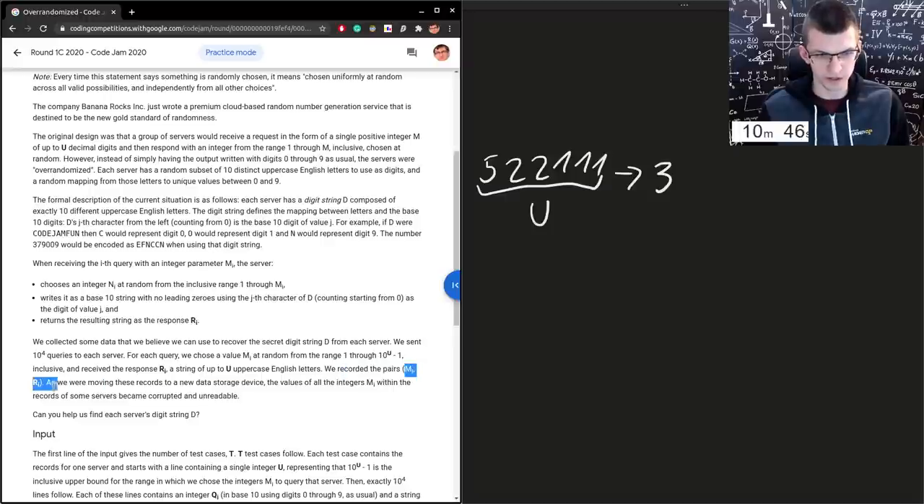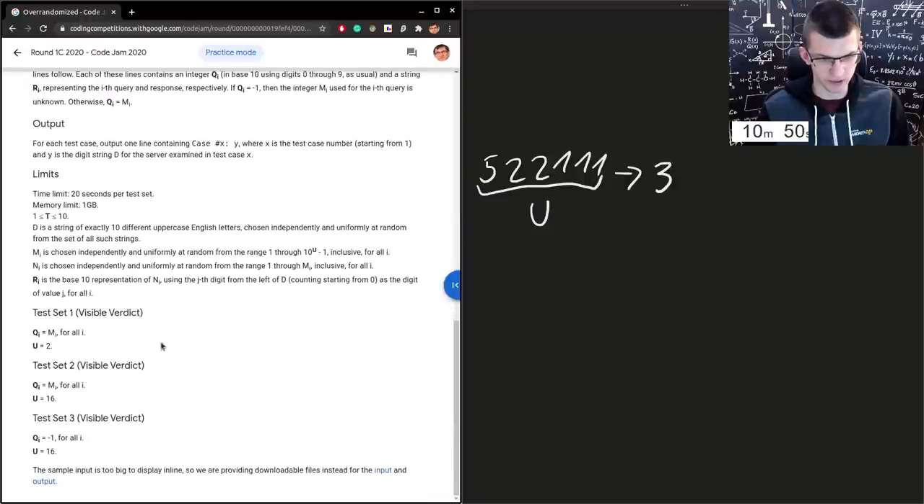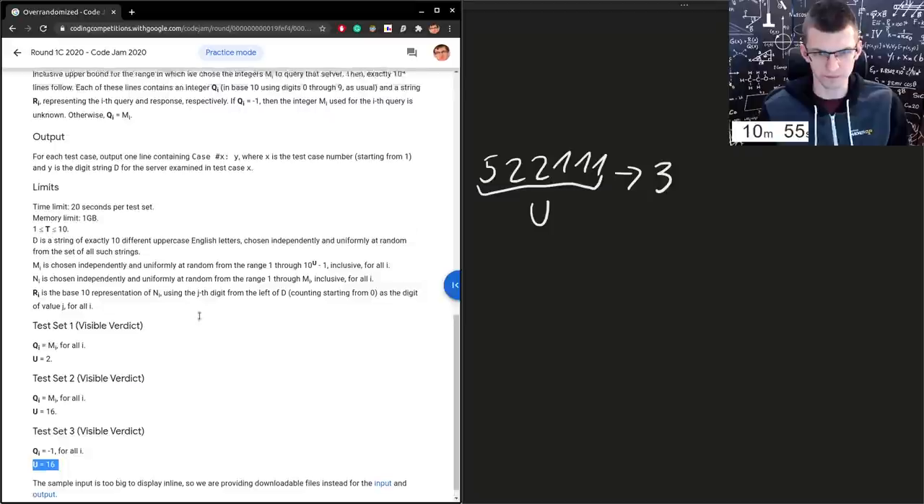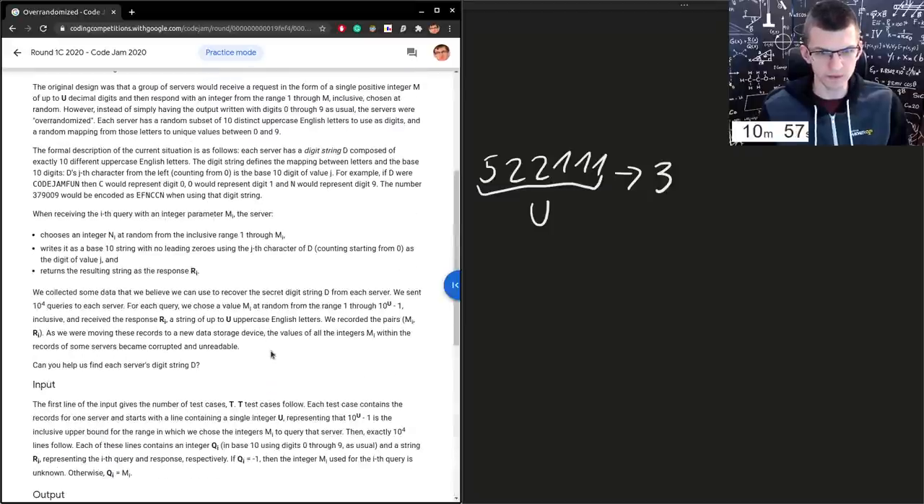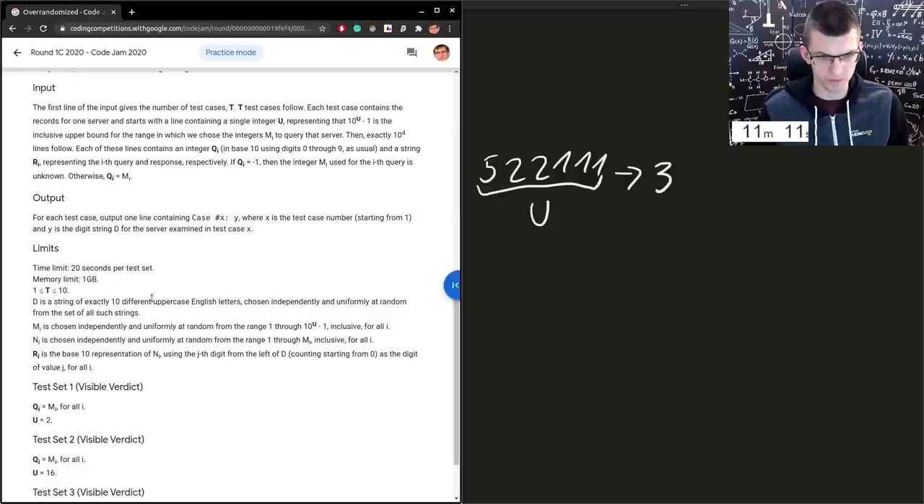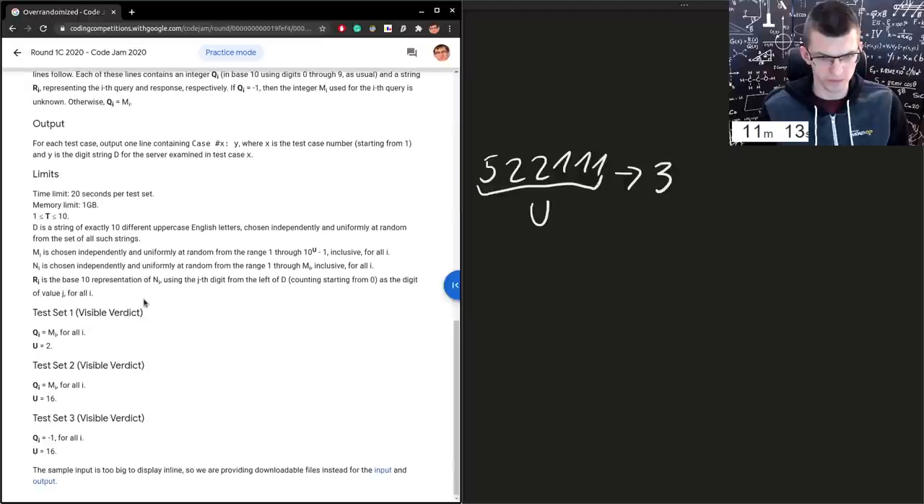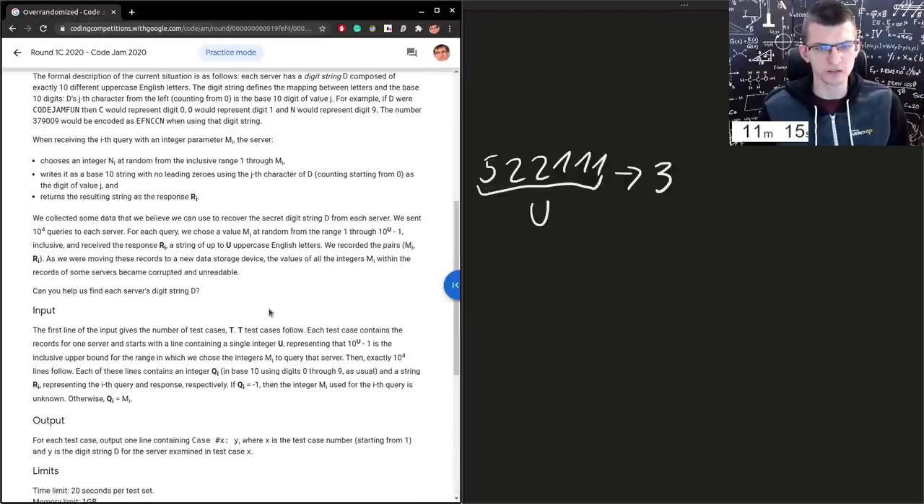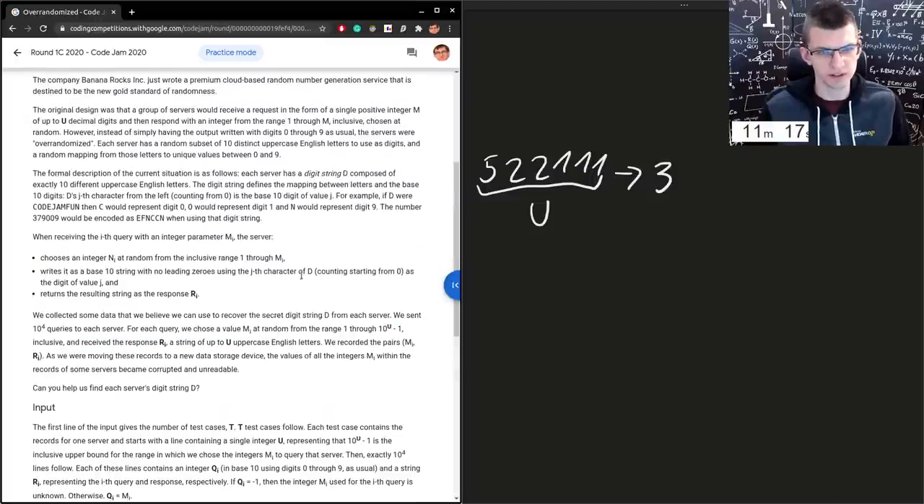So we're given a bunch of pairs m, r. Then you know m, how long is m? U is 16. M is 16 digits long. Then a random number is generated from 1 to m. And then, what is r? R is the response. It's a pity that they don't explain this with some example as well.